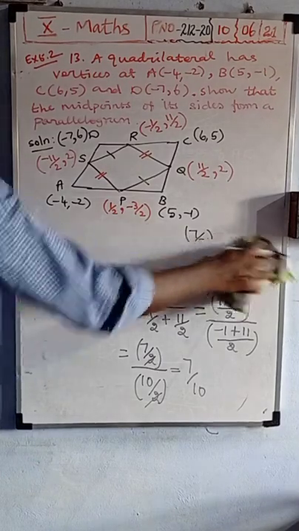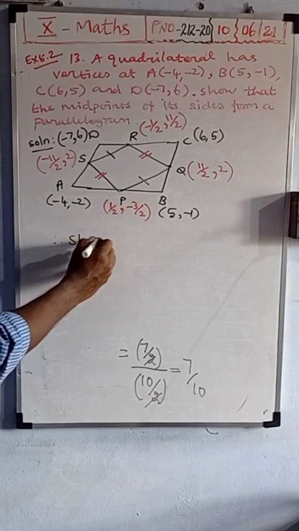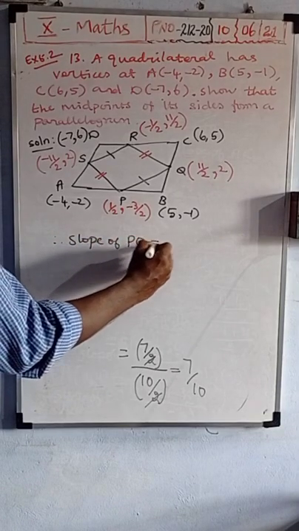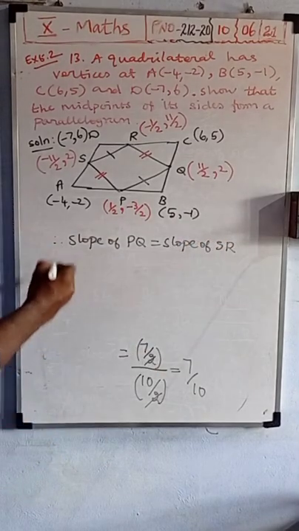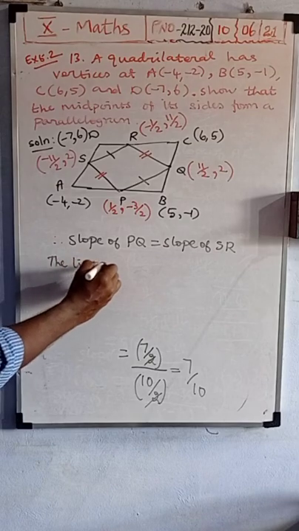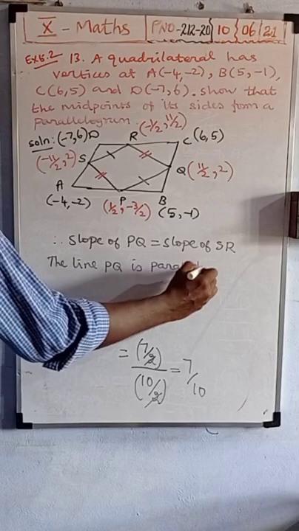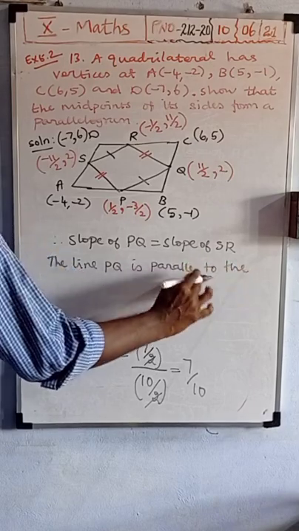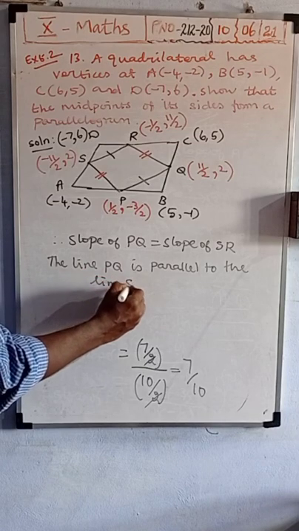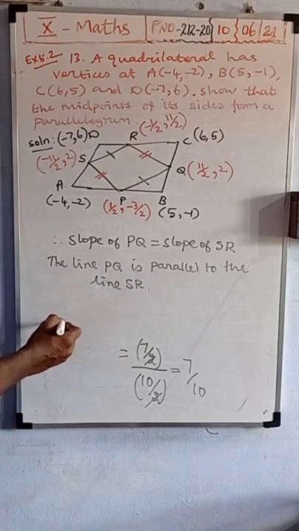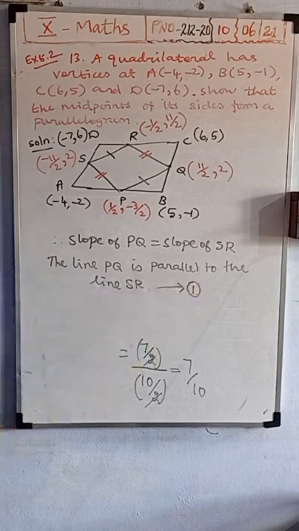Therefore, the slope of PQ is equal to the slope of SR. That means the line PQ is parallel to the line SR. Slopes are equal, so these two lines are parallel. Keep this as equation 1.